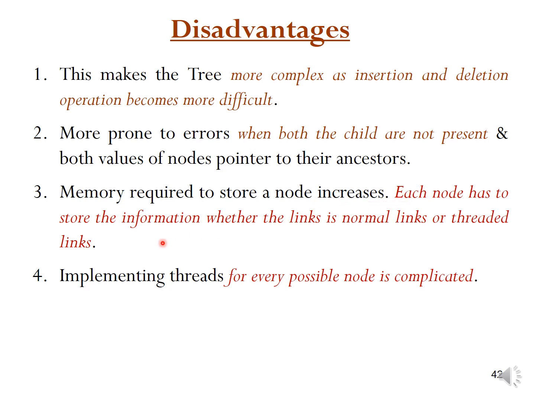Each node has to store the information whether the link is a normal link or a threaded link. For these normal links as well as threaded links, extra memory is required. So this is also a drawback of threaded binary tree. And the fourth one is that implementing threads for every possible node is complicated. So the implementation for every possible node is complicated. So these are some drawbacks of the threaded binary tree. So we have some advantages as well as some drawbacks too.